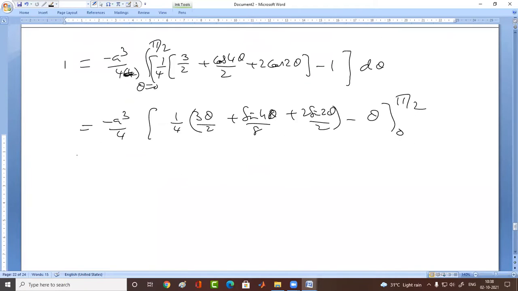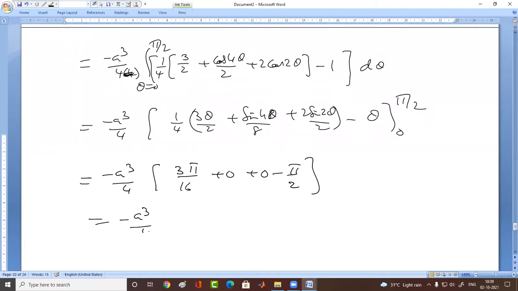Now substitute the limits. Very easy, don't worry. 3 pi by 16. The second term is 0, third term is 0, minus pi by 2. If you put theta is 0, all terms are zeros. Now simplify it. Minus a cube by 4 into 3 pi by 16 minus pi by 2. Just simplify it. You will get the required solution.